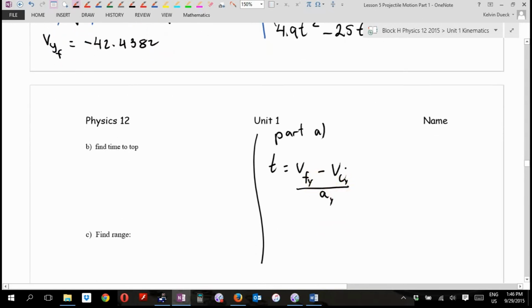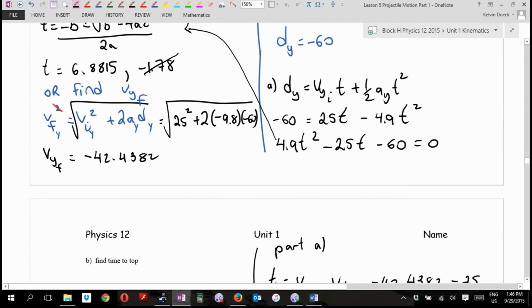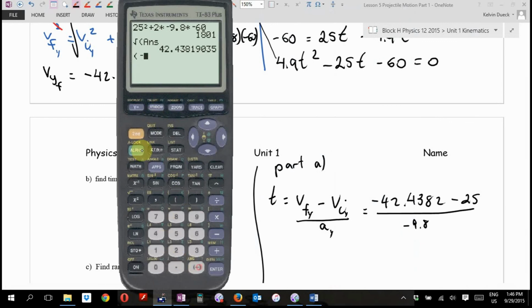Let's see if this gives us the same answer as Jason got on his solver. Negative 42.4382. I'm just going to use my answer button. Minus 25. Was that Vy initial? Vy initial? Yep. All over negative 9.8. Please tell me, do we also get 6.8815? Bracket, negative answer button, minus 25, divided by negative 9.8. Alex, do I get the same value?